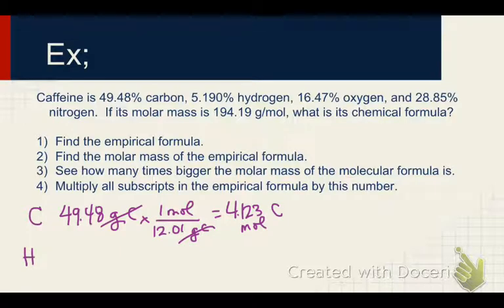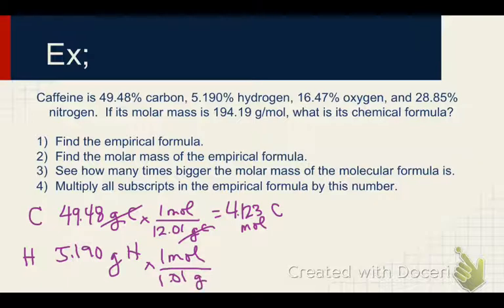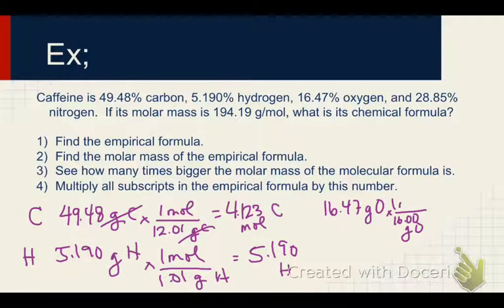So for H, I've got 5.190 grams, and for every 1 mole of H, I have 1.01 grams of H. And if I divide 5.190 by 1.01, I'm going to get 5.190. Keep going. I have 16.47 grams of oxygen, and it takes 16.00 grams of oxygen to make 1 mole. And so I'm going to get 1.029 moles of oxygen.